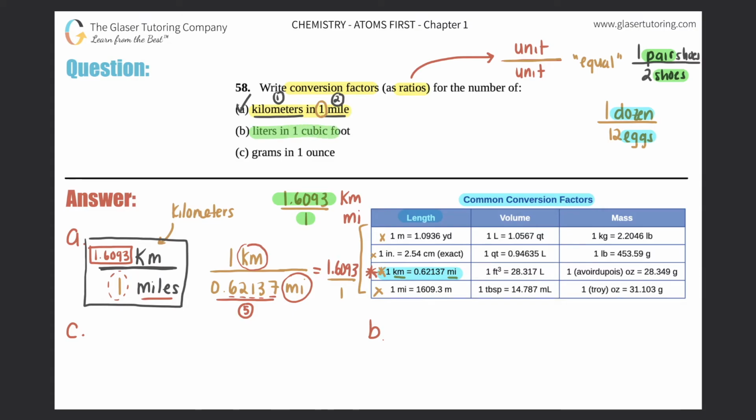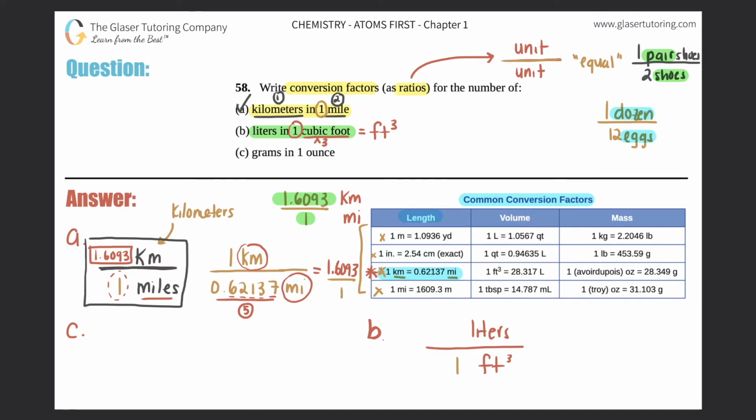B, liters in 1 cubic foot. Okay, well, cubic means just raised to the third, so caret to the 3. So this would be feet cubed. So cubic foot is the same thing as feet cubed. So now I'm just going to write it out. B's over here. So liters in 1 cubic foot. So liters has to come first over feet cubed or cubic foot. And they're telling me that I want 1 cubic foot, so I got to put the 1 down below here.